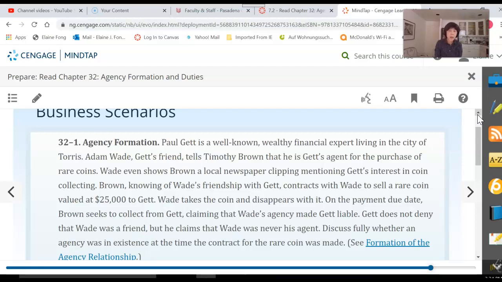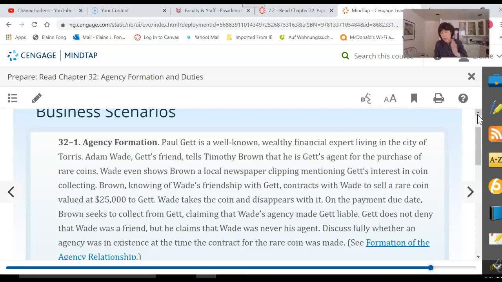How about agency by estoppel? And I think this is what the problem is trying to drive at. Do you see agency by estoppel established here? There certainly is some fraud in the scenario, but who commits the fraud? Is it the so-called principal, Mr. Gett, who is committing the fraud? No, it's not him. It is the so-called agent, Mr. Wade, who commits that fraud. And so we really don't have the facts that we need to establish an agency by estoppel.